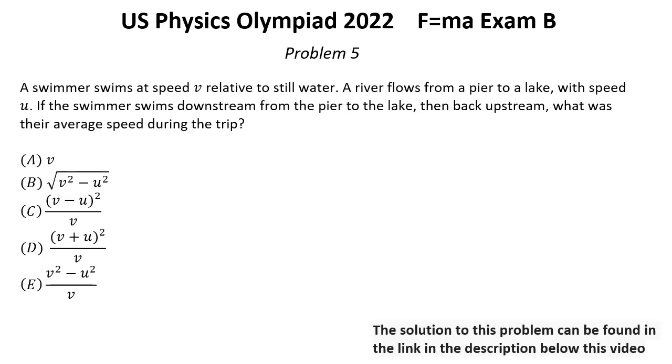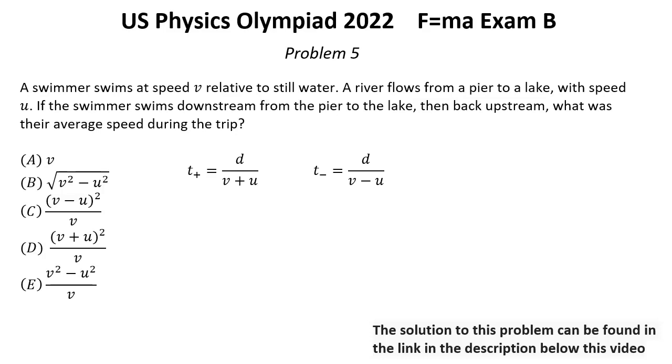Solution for problem number 5. To find the average speed, we have to divide full distance over full time. Suppose that full distance is d. In that case, total time to swim downstream will be t plus equal d over v plus u. The total time to swim upstream will be t minus equal d over v minus u.